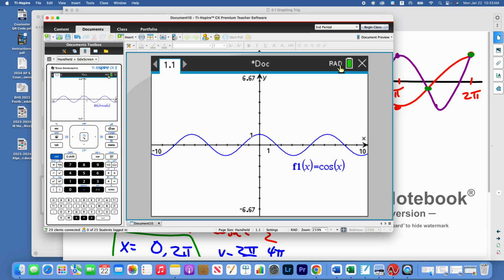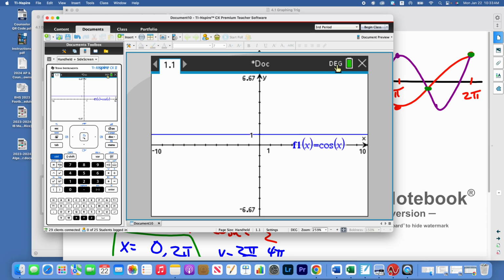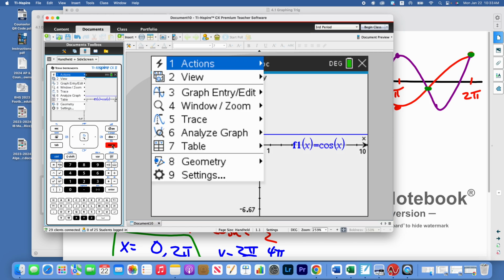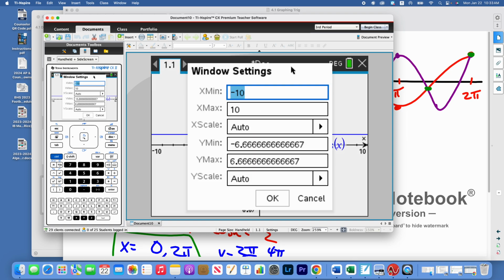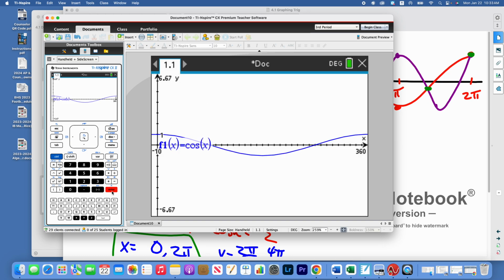Now, if you're adamant that you're going to do this in degrees, because you don't like radians, then I have to go down here. I've got to go to menu, I've got to go to window, and I'm going to go to my window settings. Basically what this is saying is I'm going from -10 degrees to 10 degrees. Well, that's not very much of the circle. So if I change that 10 right there and make it 360 degrees, now I've gone one time around the circle. And so if I do that, now I get a little bit more of a graph.